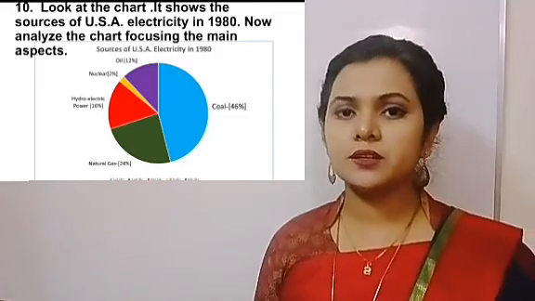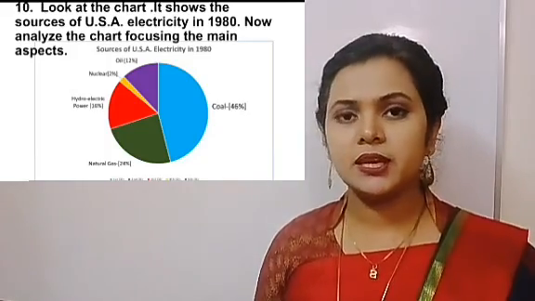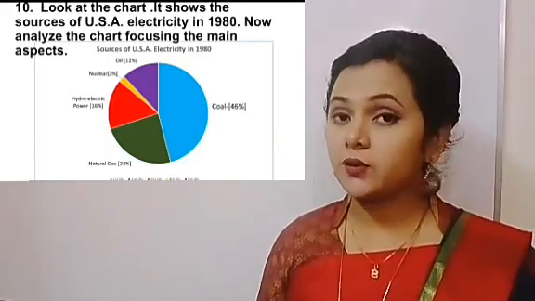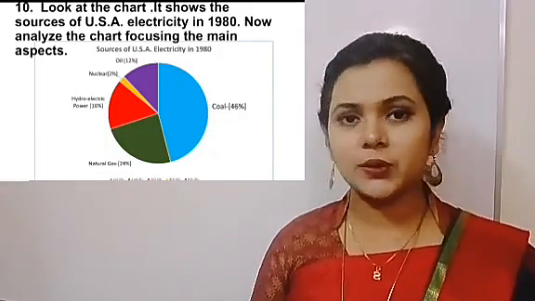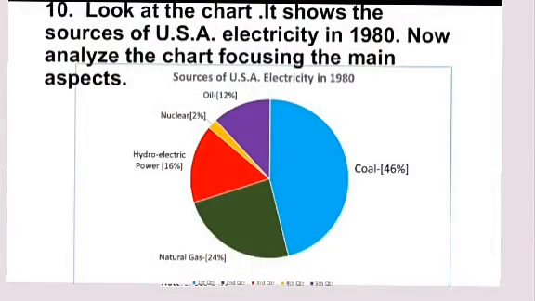Now let us see a sample question. How does the question on graph or chart description come in our exam? And we will also talk about how we are going to write that graph or chart description in our exam paper. So let us see the question first. Check it out, my dear students. This is how a question on a graph or chart looks. The question says, look at the chart. It shows the sources of USA electricity in 1980. The first line is talking about the topic of the chart and the time from when they have collected this data.